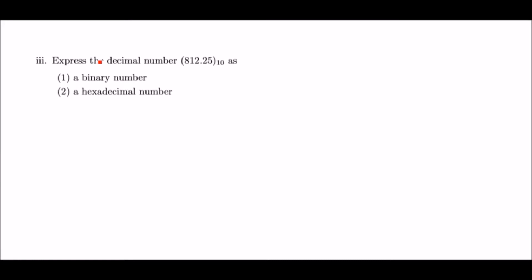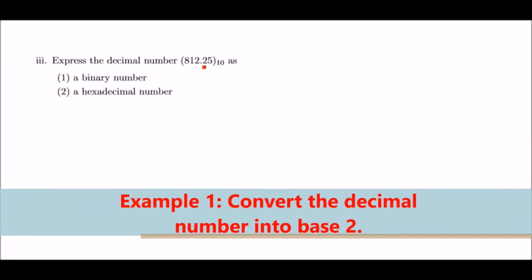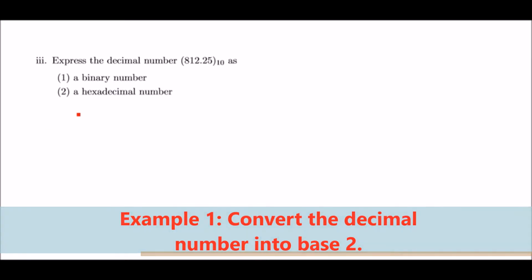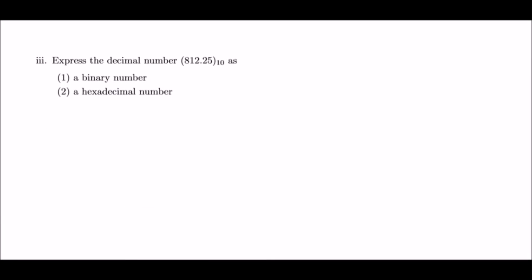Now we need to express the decimal number 812.25 in base 10 as firstly a binary number and then a hexadecimal number. So just recalling, a binary number is a two-digit number taking the form of zeros and ones, whilst hexadecimal is a 16-digit number taking values from 0, 1, 2 all the way to 9, and then after 9 we don't say 10, 11, 12, we use the alphabet letters.